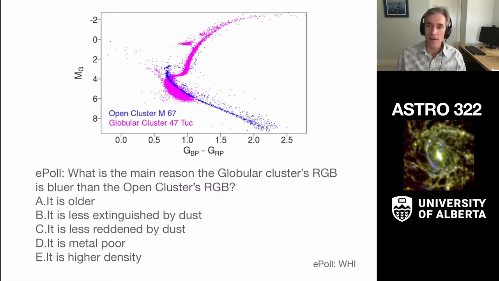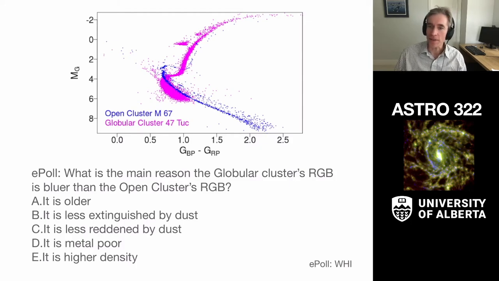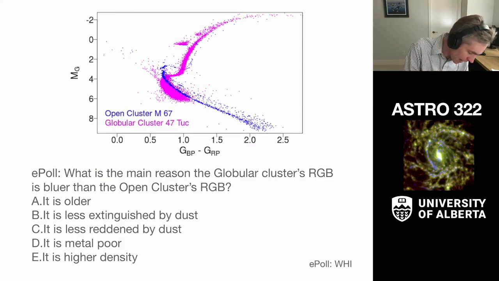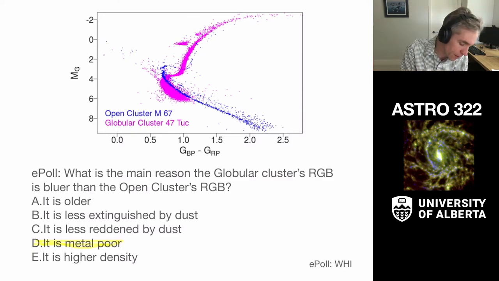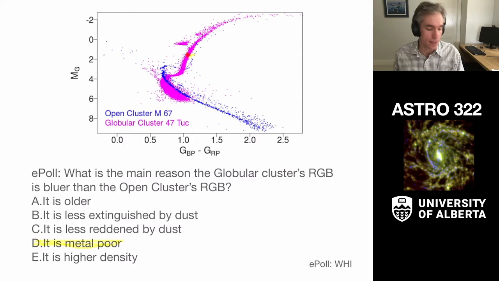All right. Most people said that it is less reddened by dust. But the core answer is actually intrinsic colors; they don't have as much foreground. The actual answer here is that these are metal poor systems. And the key factor there is that they have lower opacity in their stars, so they tend to be hotter and more luminous. And if they're hotter, they shift to the blue side of the HR diagram. So the key factor is not where they are on the sky, but the intrinsic property of the cluster. Being metal poor is what makes it shift a little bit to the blue side.